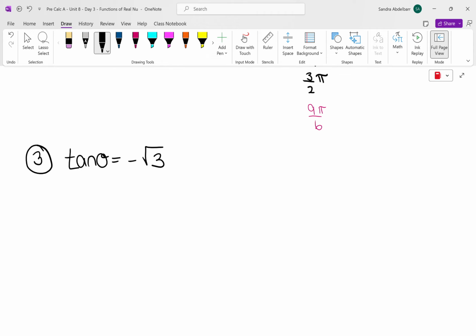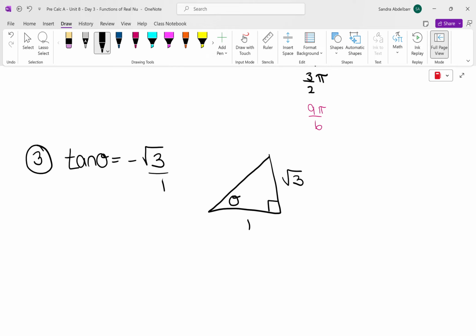So the tangent of theta is equal to negative root 3. I'm going to ignore the negative right now. I'm just trying to find my reference angle. So remember, tangent is the opposite over the adjacent. So this is root 3 and 1.